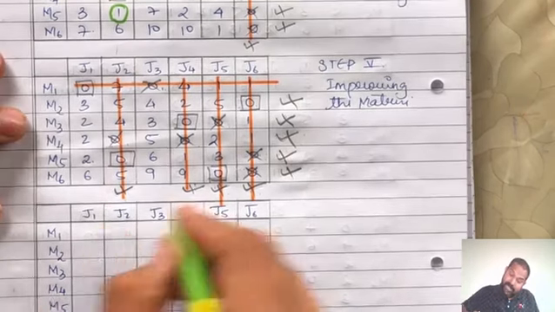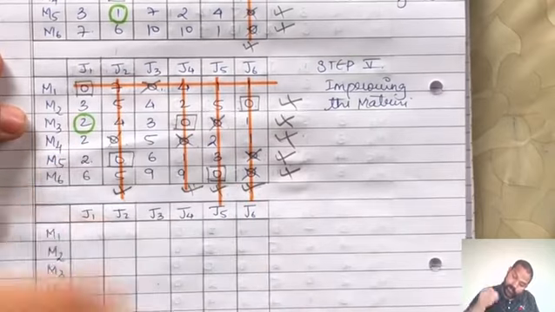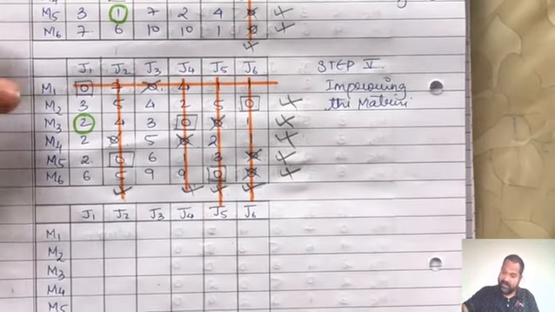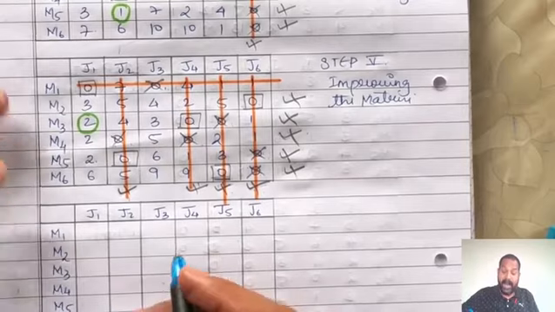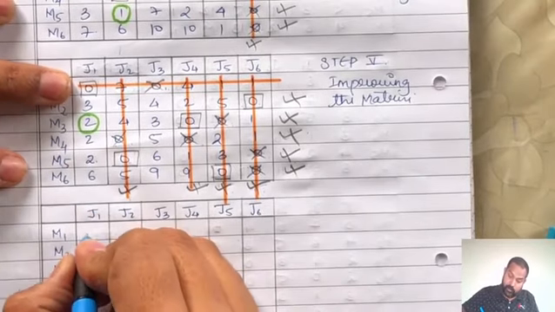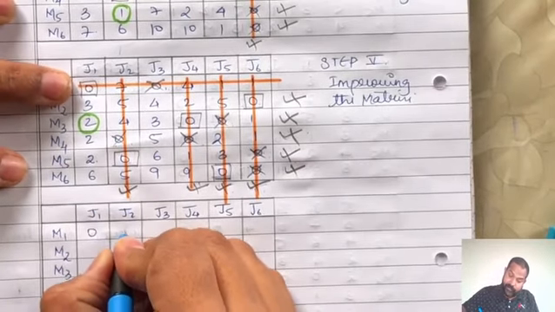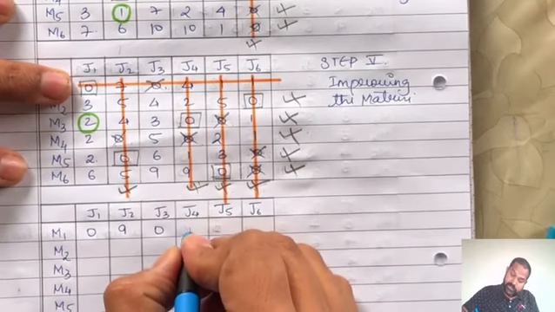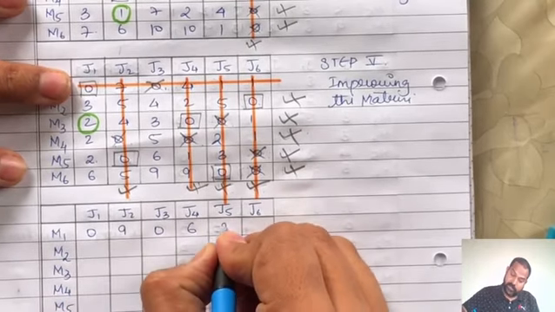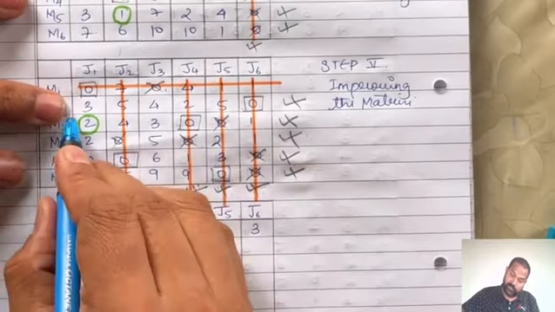Select the least, and the least is 2. If I'm right? Yes. Subtracted from the uncovered, added to the junction, leave the single covered alone. So 0, 7 will become 9 because junction, 0, 4 will become 6 because junction, 1 will be 3, 1 will be 3 because junction.